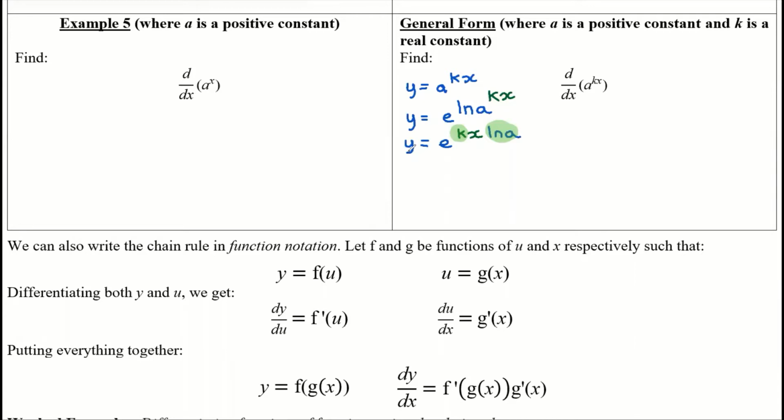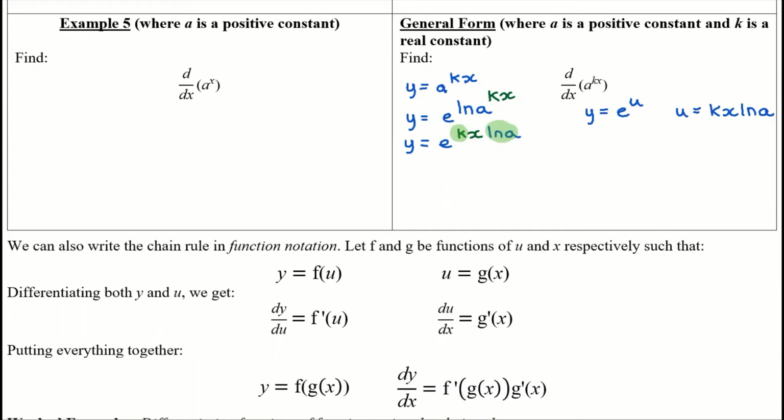Now then, we've got to create our composite functions. So y is going to equal e to the u, because we've no choice really. And then u is going to have to equal all the mess that's left over. So that's going to be kx log a, like that, which looks horrendous, but it's actually not. Most of that is just a constant.